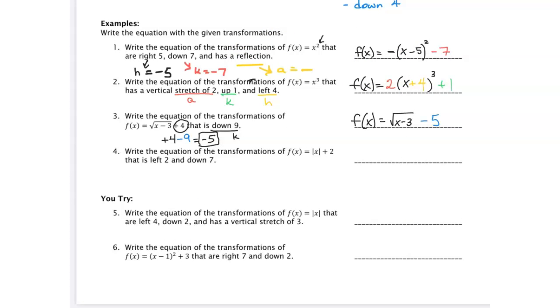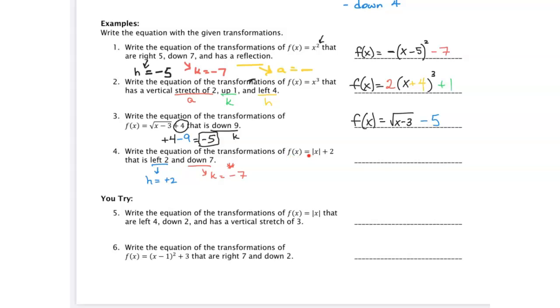All right, number 4. Write the equation of the transformations of f of x equals the absolute value of x plus 2. That is left 2. So left 2, that controls our h. So our h is a plus 2. And then down 7. Down 7 is our k, and so we're going to be subtracting 7. Okay. Notice that we already had a k there, so don't go and write that negative 7 just yet. We have something to do with it first.